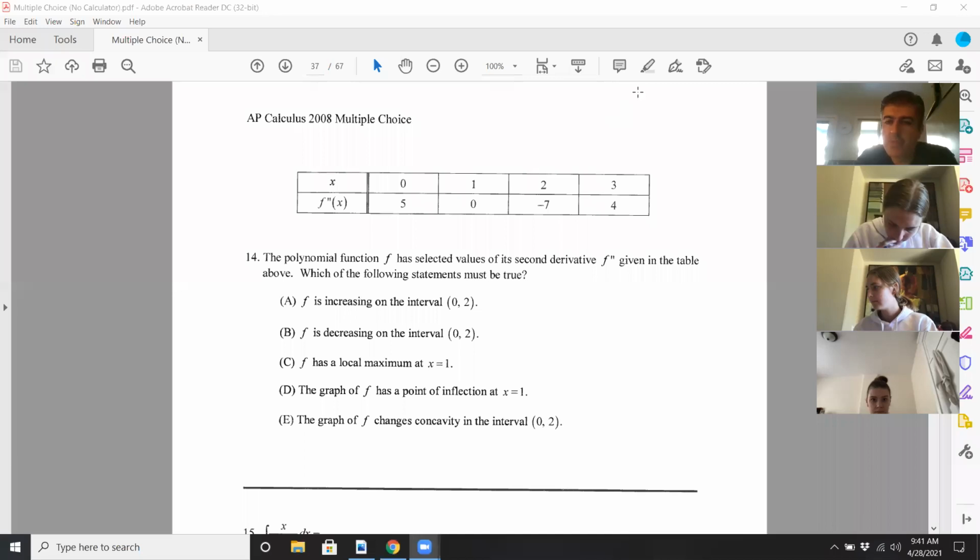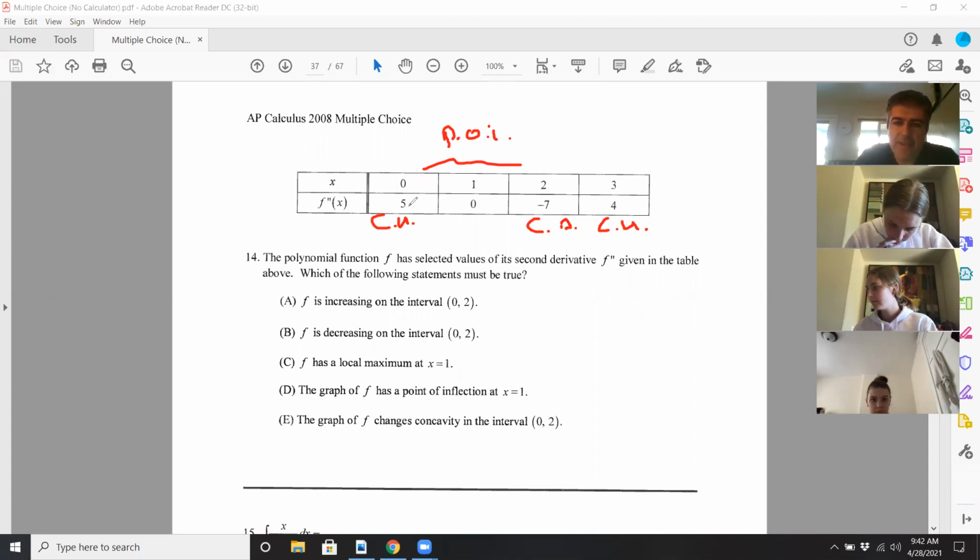So resume recording. Number 14, you have a f double prime in the table. So we know we're concave up here. We're concave down here. We're concave up here. And it's probably going to be a point of inflection somewhere along the way between 0 and 2. I don't know where exactly. Maybe it's that one. I don't know, because I don't know what's going on with the second derivative between 0 and 1 or 1 and 2 exactly.